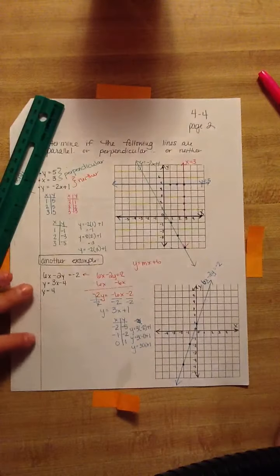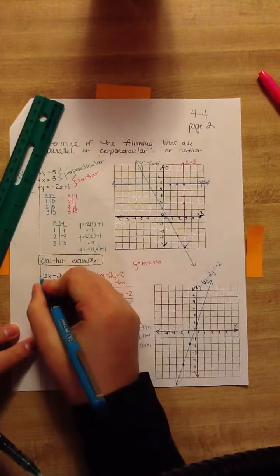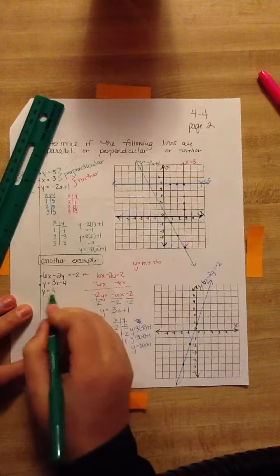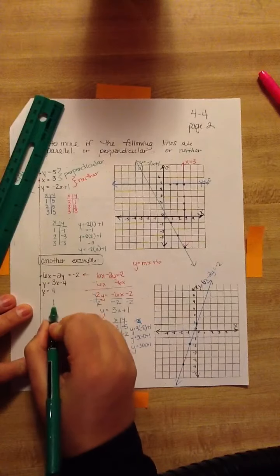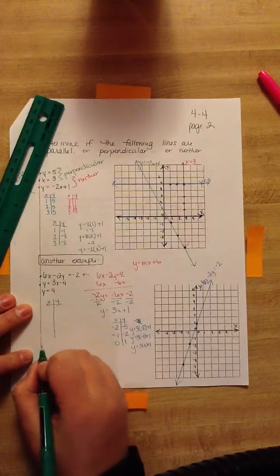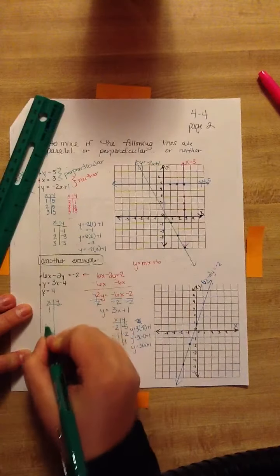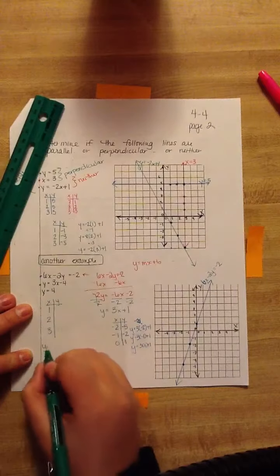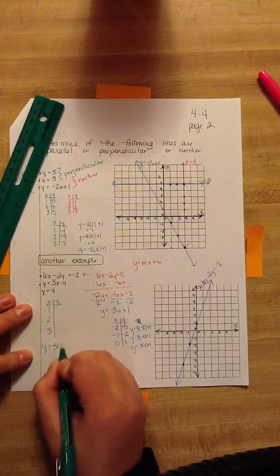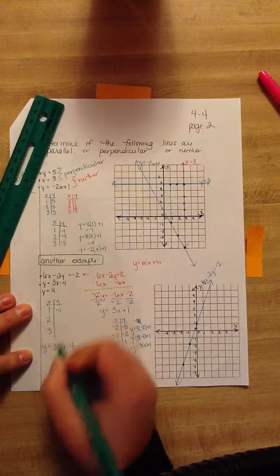Okay, let's graph the next one. I'm going to do green for this one. I did blue for the top one. So I have y equals 3x minus 4. Now this one's already in slope-intercept form, so I just have to start with my table. I'm going to say x, and I'm going to choose, let's see, 1, 2, and 3 for this one. y equals 3 times 1 minus 4. 3 minus 4 is negative 1.